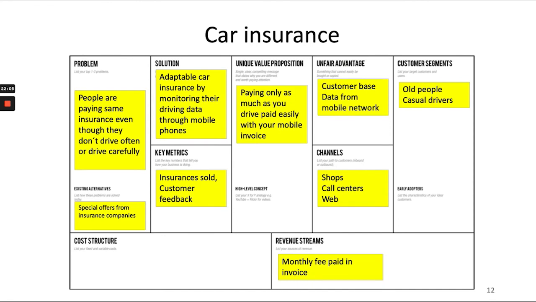So we defined a unique solution, which means that you would be paying only as much as you drive, and it would be paid easily with your mobile invoice. This is why it is unique. And the solution is that we will sell adaptable car insurance by monitoring their driving data through mobile phones. We would sell it in shops, by call centers, and on the internet. We would measure how many insurances were sold. We will get some customer feedback, and we will get money by sending a monthly fee, which would be paid in the invoice with other services.